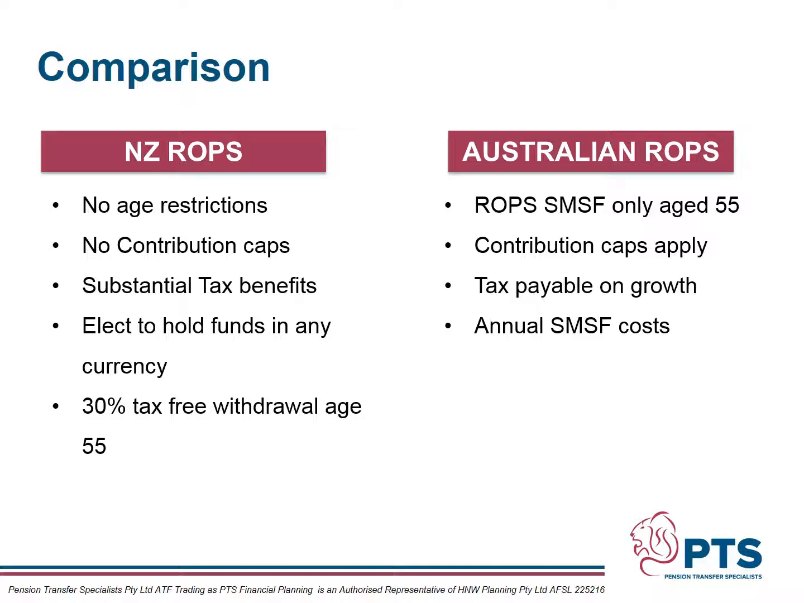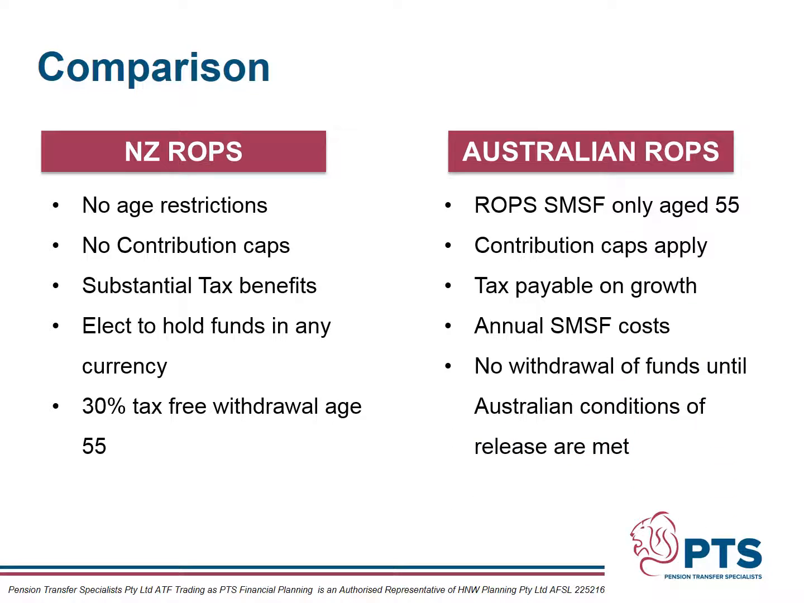Transfer to New Zealand and 30% tax-free withdrawal from age 55. There is no withdrawal of any funds allowed until Australian conditions of release are met. You can draw a tax-free pension annuity from age 55.